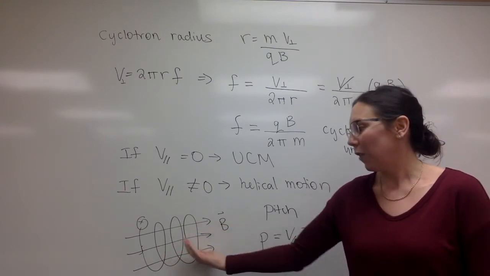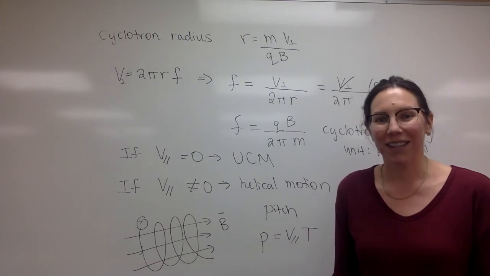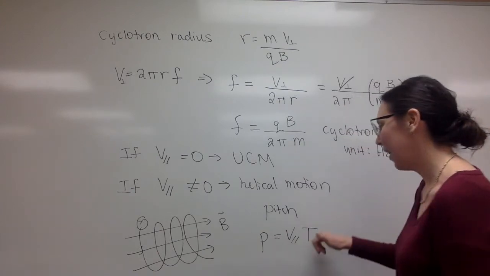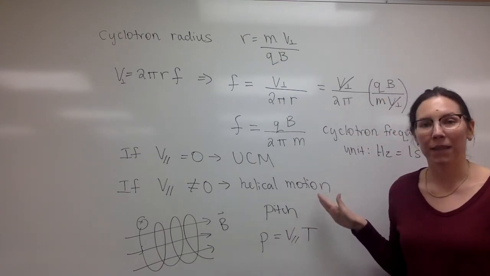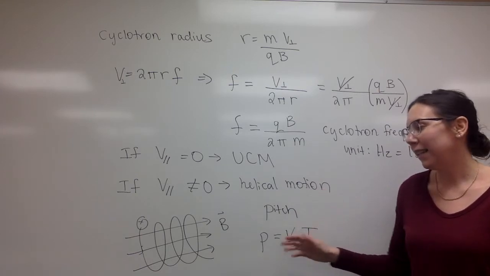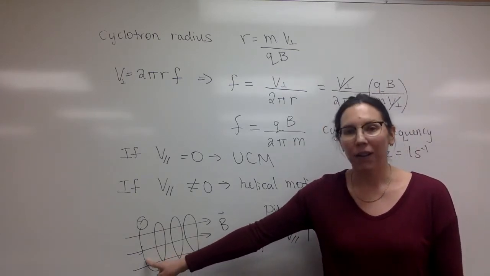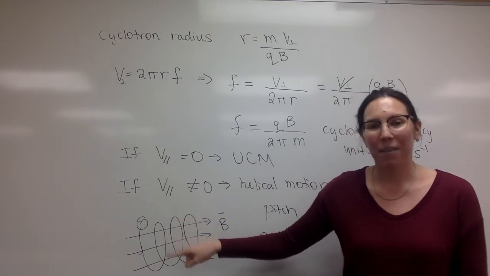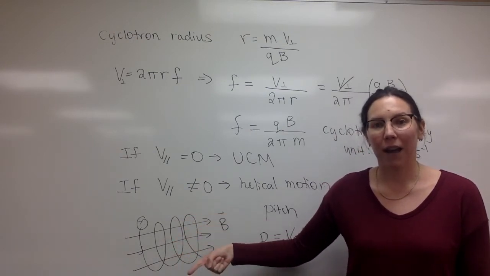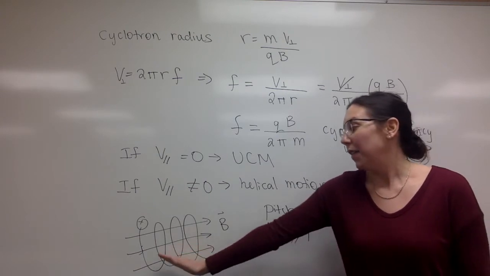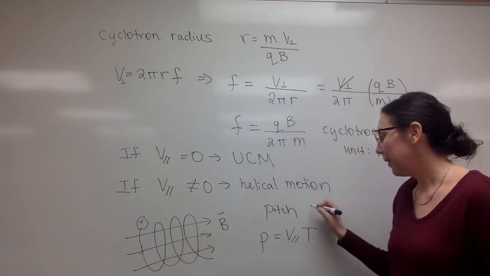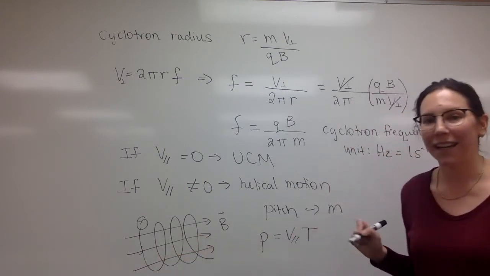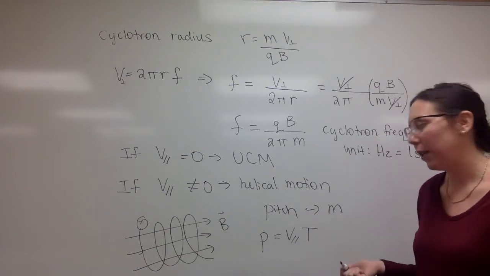And that's what stretches out the circular path so that it begins to look like that. And there's a new term called pitch, which is the distance that the charged particle moves forward in one cycle of its motion. So as it makes one complete circle in that perpendicular direction, the distance it moves forward is the pitch. So that's a distance that could be measured in meters or any unit of length.